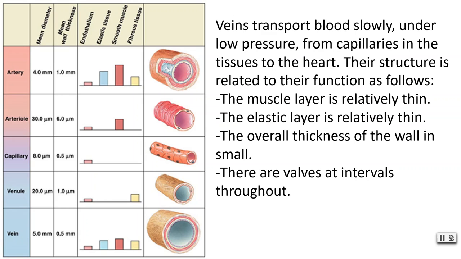And then finally, we're going to transport back to the veins, and they transport blood very slowly under low pressure. Now, they are relatively large, larger than the arteries, actually, but they have a very thin wall, and so they have a very large lumen. Now, they have to have valves, and that's to prevent the blood from flowing backwards, where it should be flowing forwards.